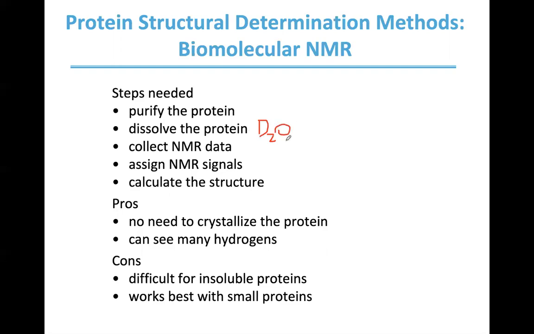So remember, you use deuterated solvent for NMR because hydrogen will produce a very strong signal which will overlap with everything else and will not let you visualize the actual molecule. So you have to use deuterated solvent, collect NMR data, assign, calculate structure. No need to crystallize, can see many hydrogens, all good things, but difficult for insoluble proteins. Again, bad for membrane proteins. So membrane proteins are a real difficulty.